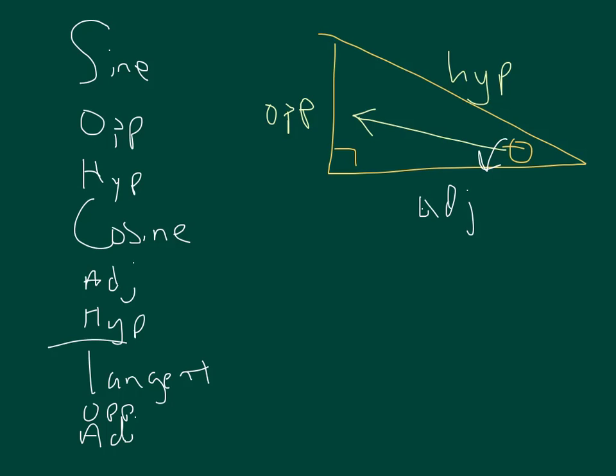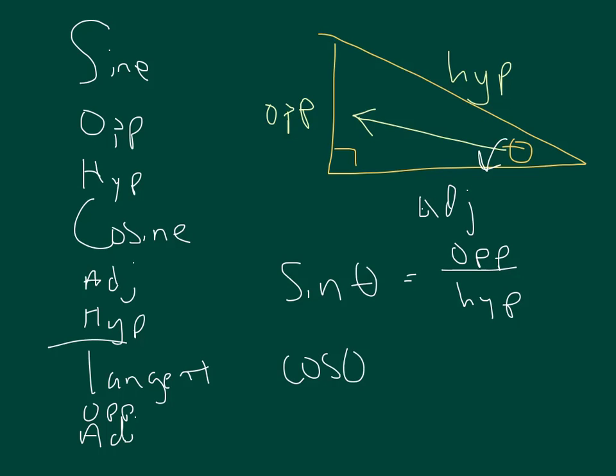So what does this mean? Well, it means that the sine, S-I-N, of theta is equal to the opposite side divided by the hypotenuse. And the cosine of our angle theta will be the adjacent side length divided by the hypotenuse. And if you can believe it or not, the tangent of theta is opposite over adjacent. So let's stop here. Let's look at an example.